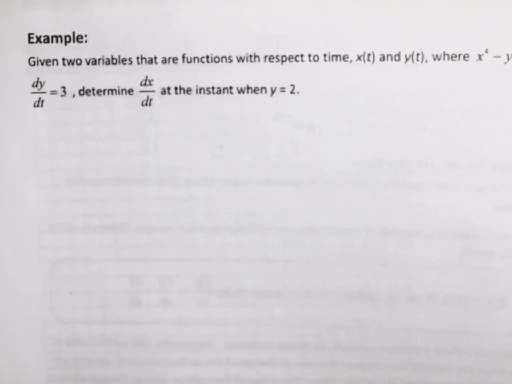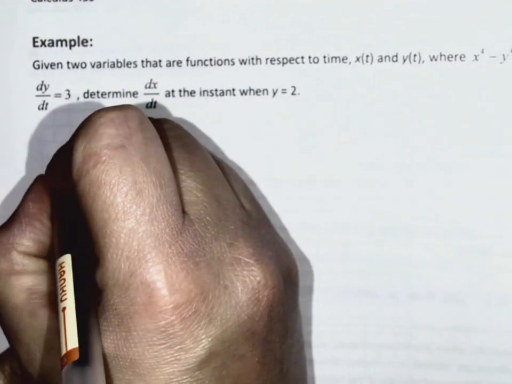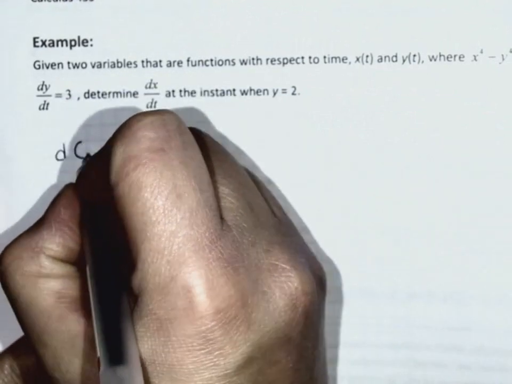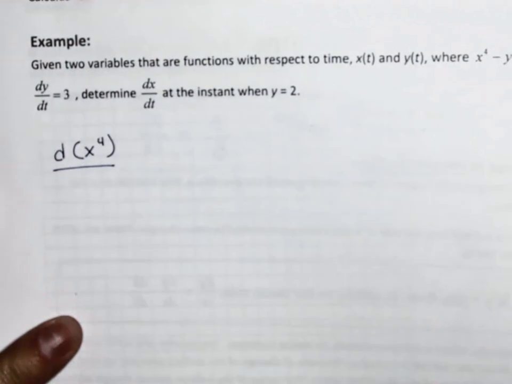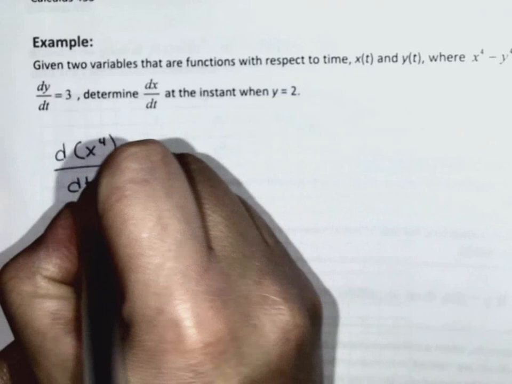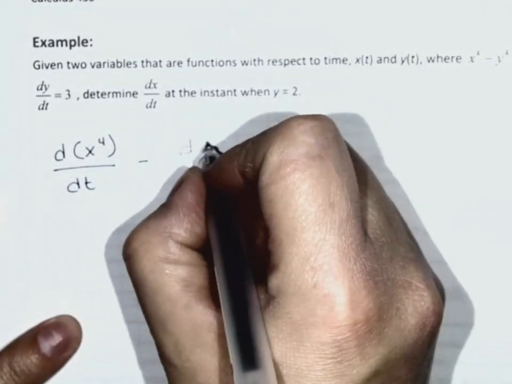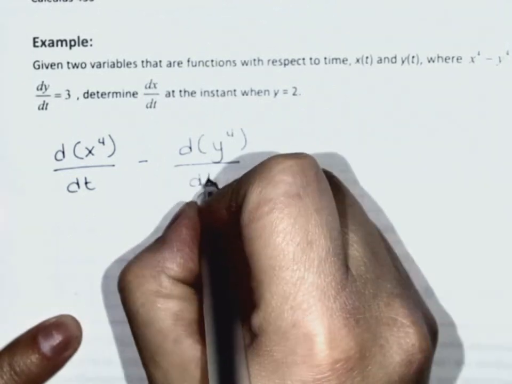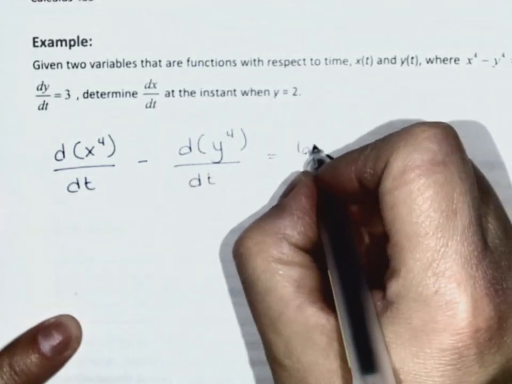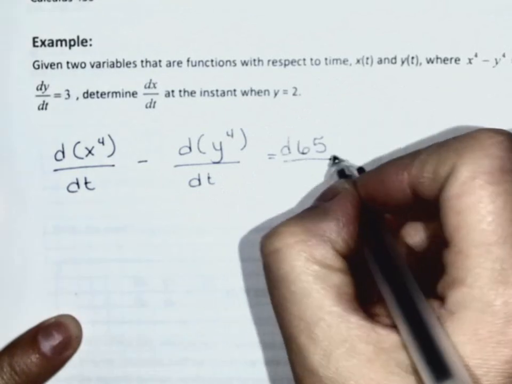Just got my notification. All right, so we're going to do the derivative of each side of that equation, right? So we're going to do d of x to the exponent 4 over, what are we doing this with respect to? Time. So dt, minus the derivative of y to the exponent 4 over the derivative of time, equals, oops, got my letter D in front of there.